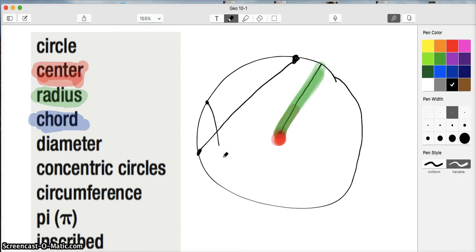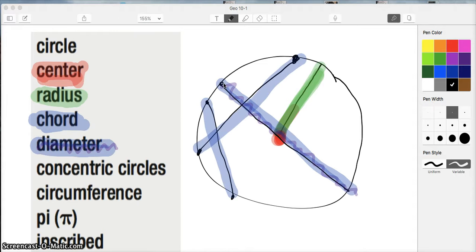And we can have infinitely many chords, right? Here's a chord right there. I'm going to remake that chord because this chord is a special chord. All right. So this chord is the diameter. This chord is the diameter.